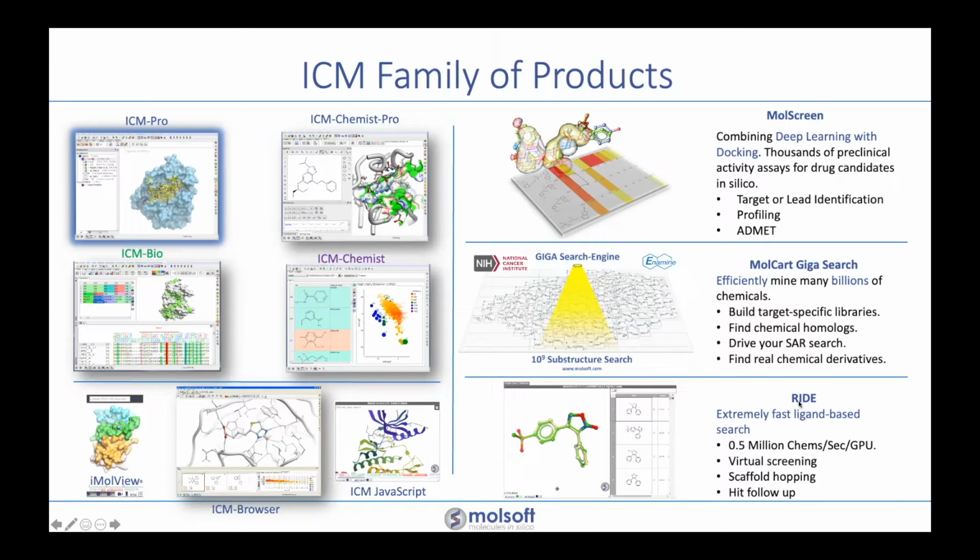And last year we released a method called RIDE, which is a ligand-based screening method that is extremely fast. It can screen 500,000 chemical conformations a second per GPU. It can be used for virtual screening and scaffold hopping. These are available in this one single package.